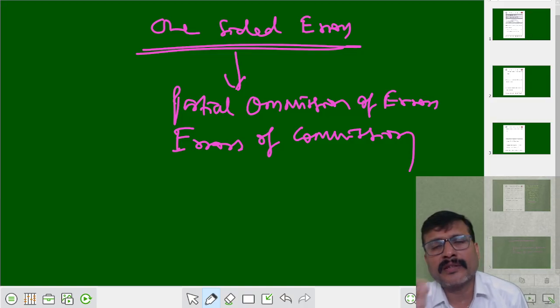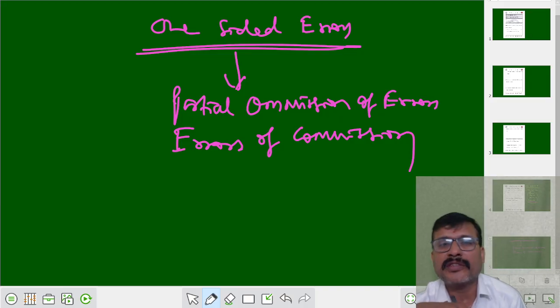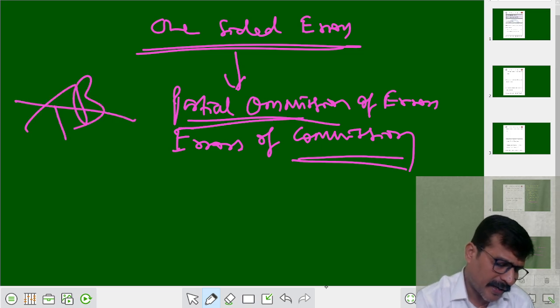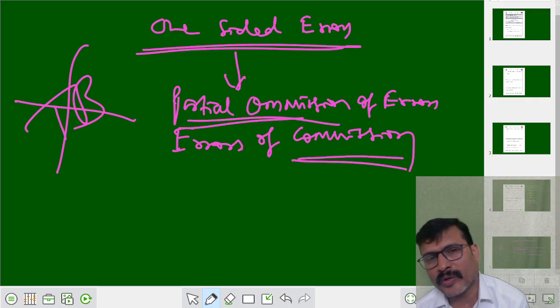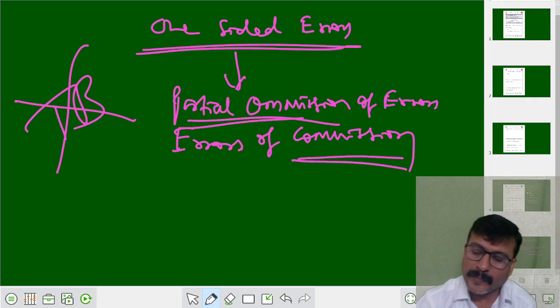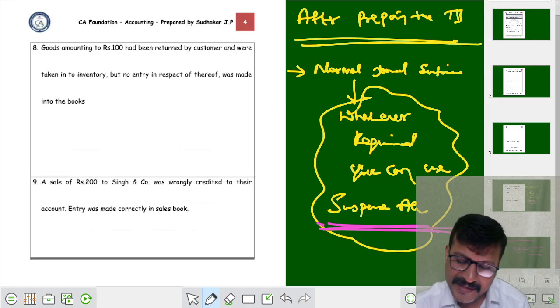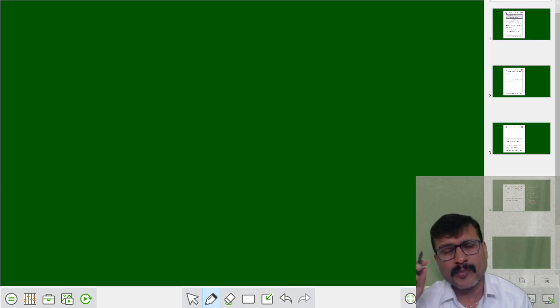Wrong casting, wrong totaling, recording on the wrong side, posting in the wrong ledger. These are all examples of errors of commission. These errors will affect the agreement of trial balance. They never make the trial balance agree. In such a case, we have to open a special account. That account is called a suspense account. To make you understand, I take a small example.